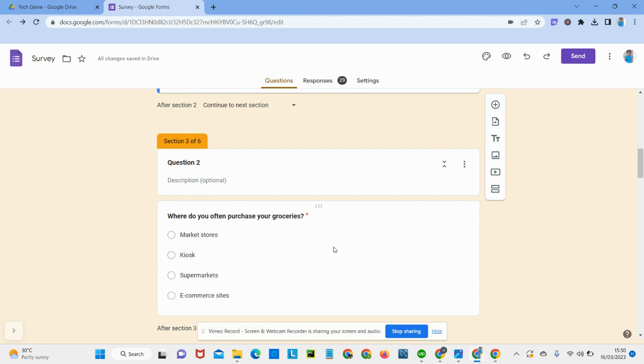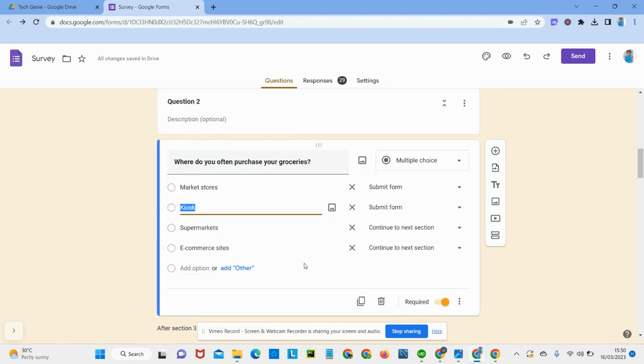So I wanted to know where the person filling my form often purchases their groceries, so that I will know if they are the right user group for me. And so you can see in my Google Form, if the participant often purchases groceries from a market store or a kiosk, I've told Google Forms to please let them submit the form because they are not part of my group. But if they purchase from an e-commerce site or a supermarket, they should continue to the next section, because these are the people that I want to see.